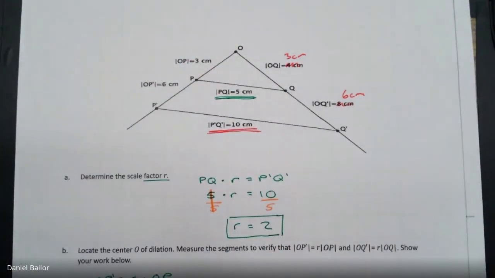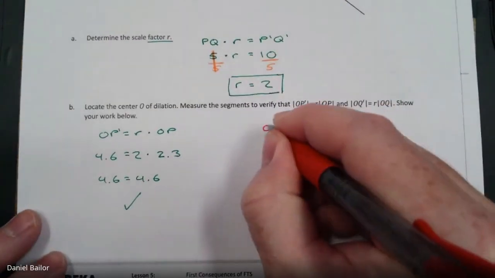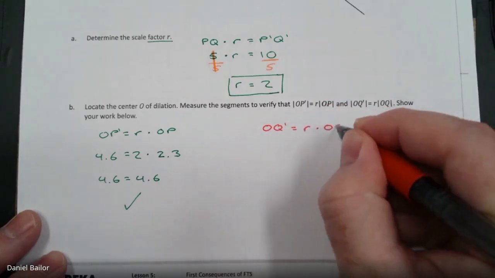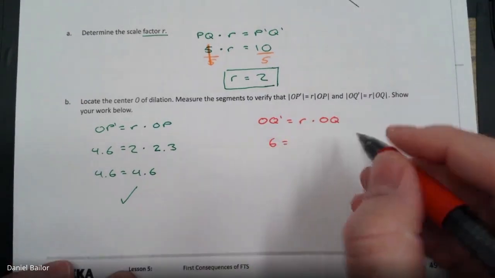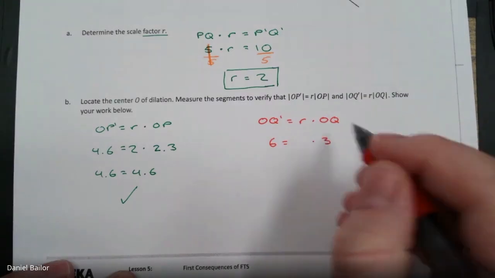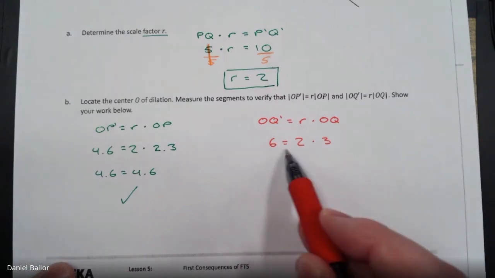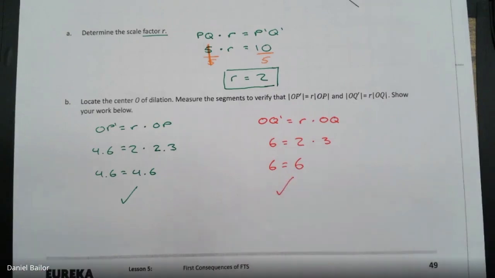So let's show that that also follows the scale factor, because we know that OQ prime should equal R times OQ. And we measured, and we found out that OQ prime was 6 centimeters, OQ was 3 centimeters, and we said R is supposed to be 2. Which, if you do the math, you find out that 6 equals 2 times 3, which is also 6. So that is also true. So you see that the scale factor follows all pieces of this. The scale factor is true for all the pieces.